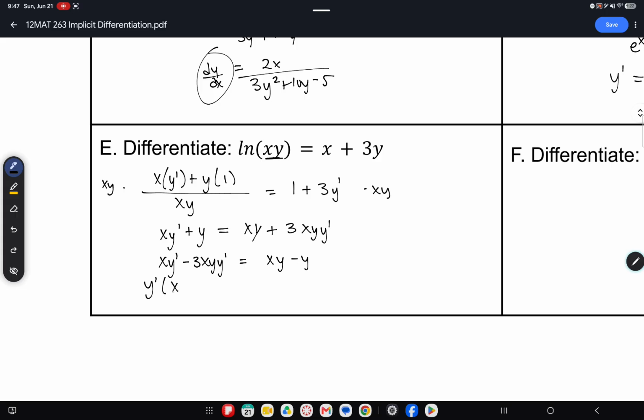Factor out the y prime. So I have x minus 3xy equals that xy minus y. And then divide by that whole quantity x minus 3xy. So the y prime is xy minus y over x minus 3xy.